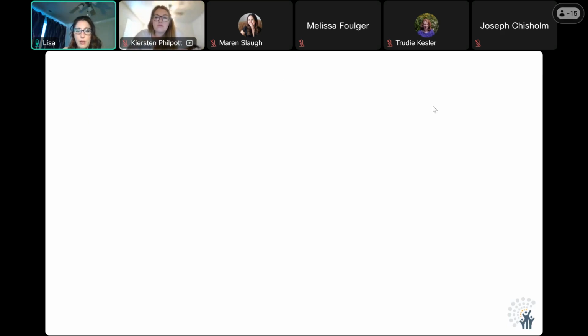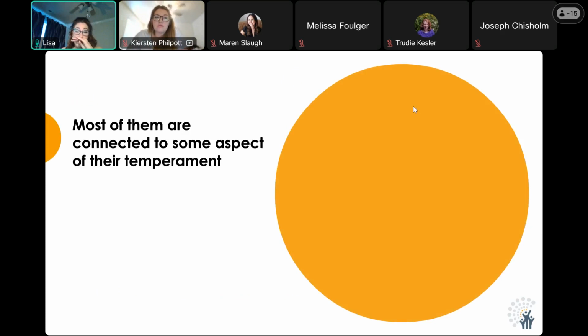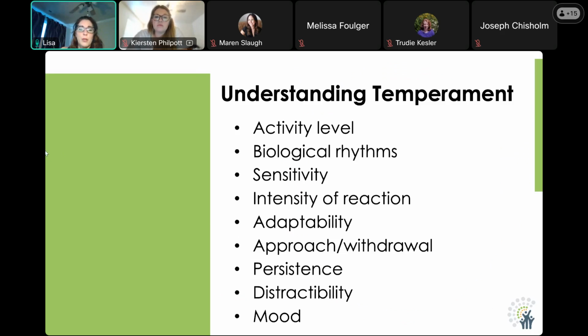Okay, let's keep going. Here's where I'm going to tie this into aspects of temperament. A lot of times we might have heard the term, but we don't necessarily understand all the aspects of temperament. So I want to lay this out for you. Then I'm going to ask somebody to volunteer and tell me about their child in each of these aspects of temperament. So I'm going to talk about each one real briefly.